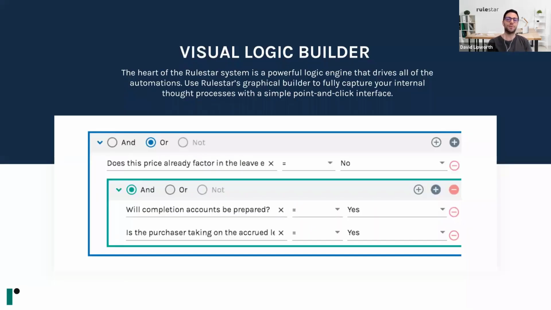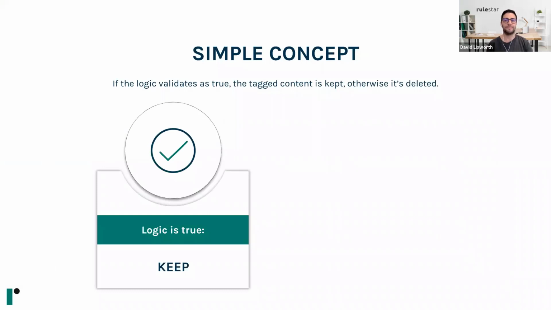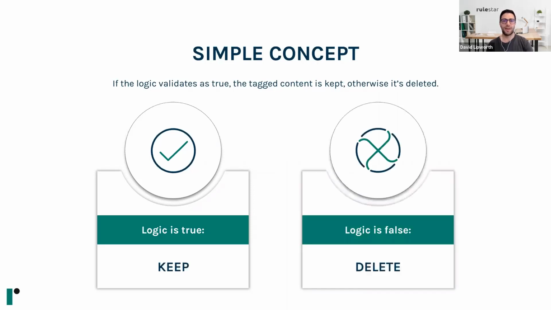And then you can go and build that logic using Rulestar's uniquely easy visual logic builder. And the concept behind the automation is simple yet powerful. If the logic for a particular slice of content validates as true, that content is kept in the document. If not, the content gets deleted. It's as simple as that.